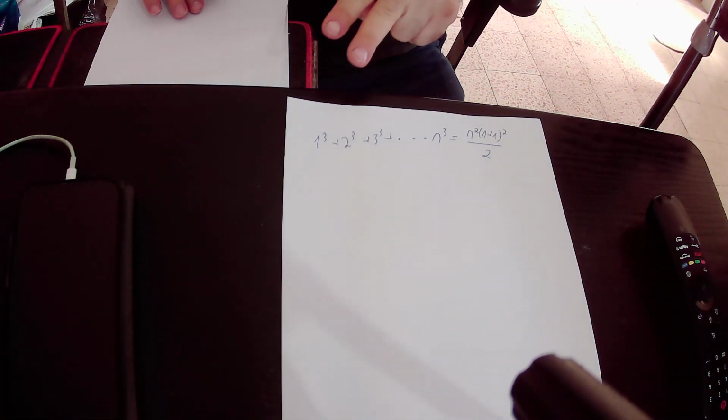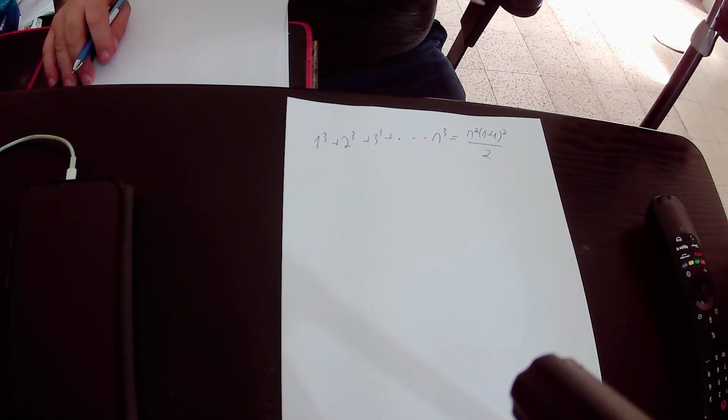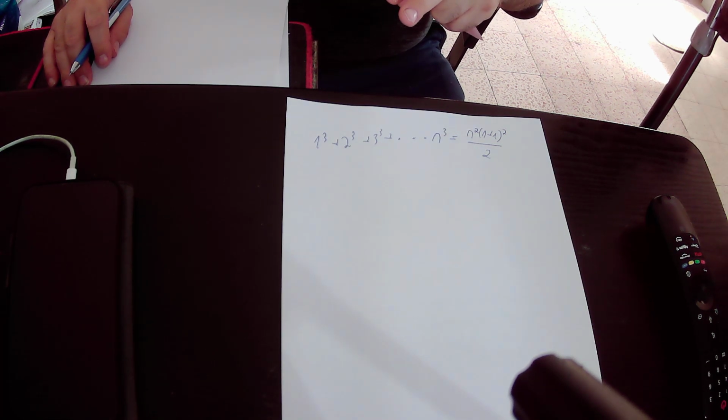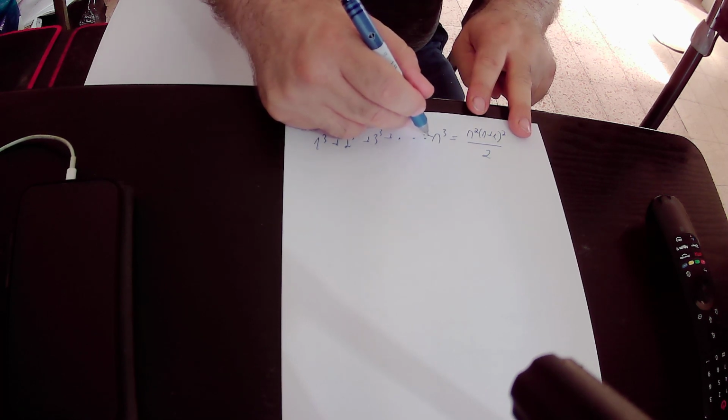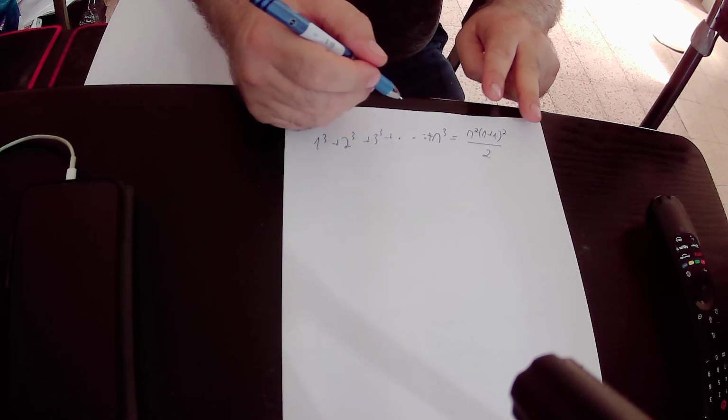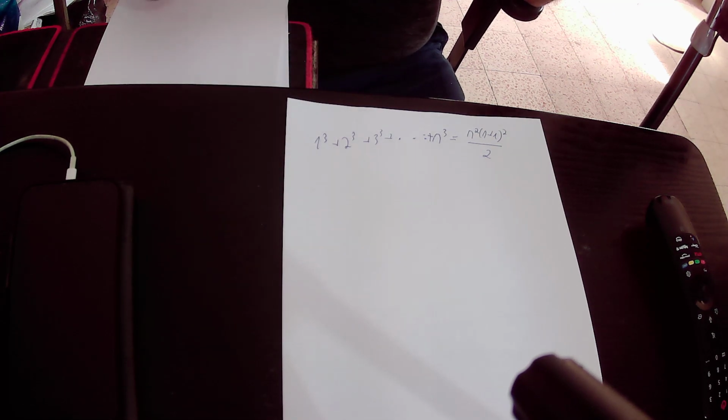So we have this statement: 1 to the power of 3 plus 2 to the power of 3 plus 3 to the power of 3 plus ... plus n to the power of 3 equals n squared times (n plus 1) squared, all divided by 4.